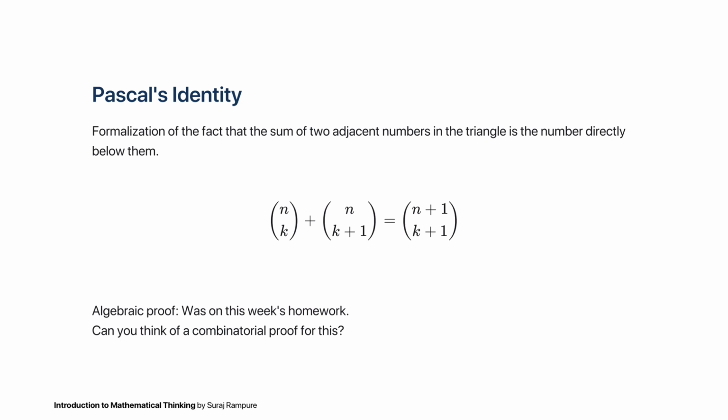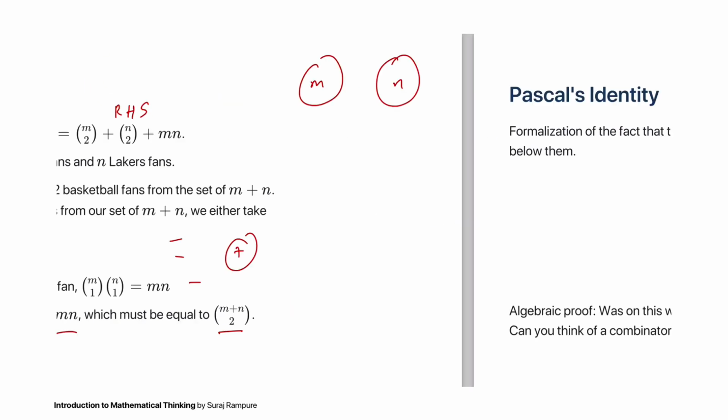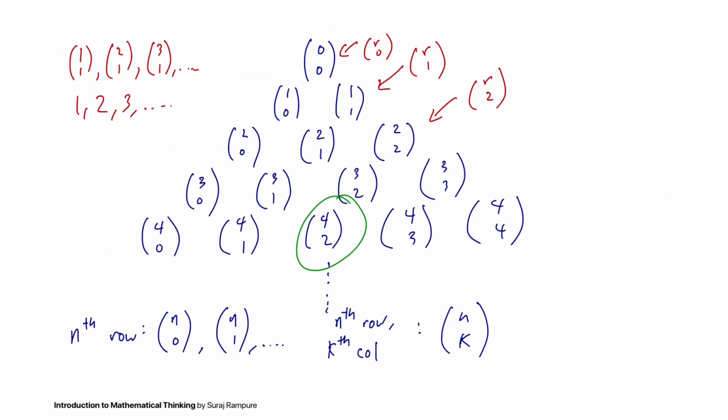Okay. So here's another example of a combinatorial proof. This is Pascal's identity. It says that n choose k plus n choose k plus 1 is equal to n plus 1 choose k plus 1. So this might seem like it comes out of nowhere, but it's actually just a formalization of the fact that in Pascal's triangle, when you add 2 consecutive numbers, their sum is the number directly below them. If you want to look at that in action, that is exactly displayed here. For example, 3 choose 1 plus 3 choose 2 sum to give us 4 choose 2. In this case, n is equal to 3 and k is equal to 1.